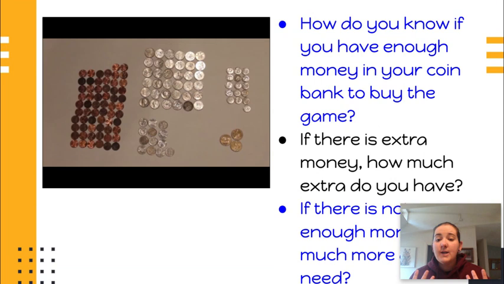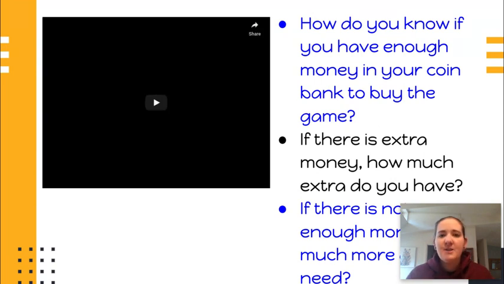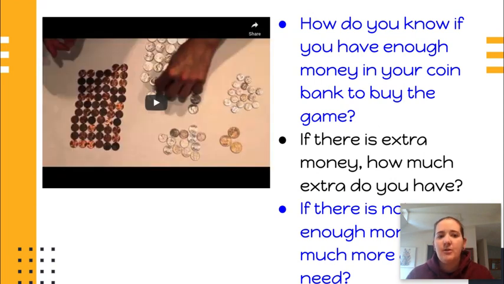Okay, so he's organizing it, and he organized it into something familiar, something mathematical called an array. So what you need to do is answer these 3 questions. How do you know if you have enough money in your coin bank to buy the game? If there's extra, how much extra? If there's not extra, how much more do you need?